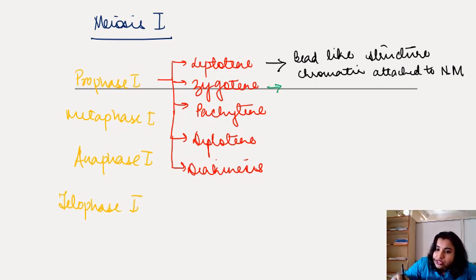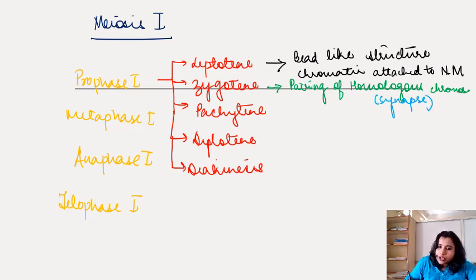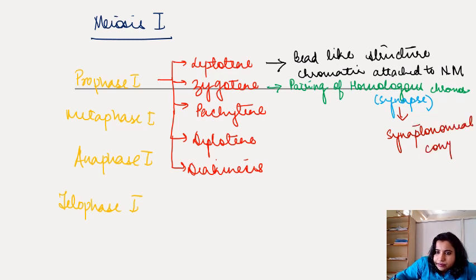Coming to zygotene. In zygotene, what will happen? Pairing of homologous chromosomes takes place, and this pairing of homologous chromosomes, we call it synapsis, right? It takes place with the help of a complex called the synaptonemal complex, right? So this is taking place in your zygotene phase.